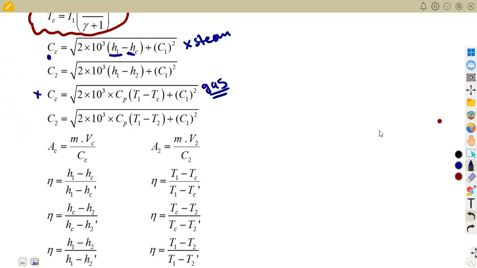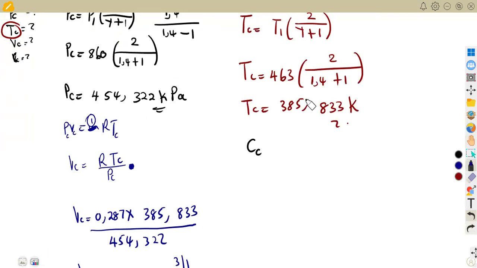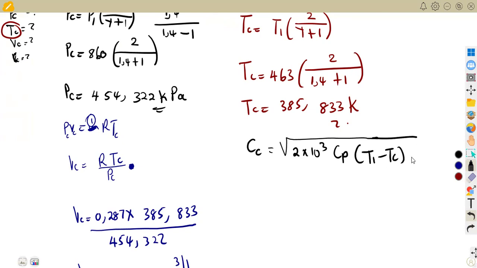I'm going to show you another formula that we are going to use. From this formula, we saw that CC, the speed at the throat, is given as the square root of 2 times 10 to the exponent of 3 times Cp times (T1 minus TC), plus C1 squared. So that's the formula that we're given there.